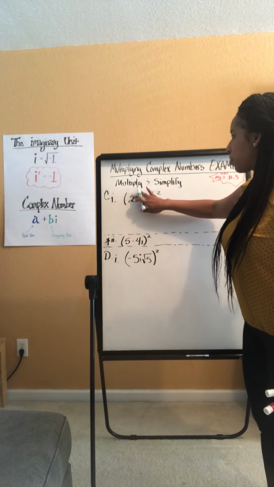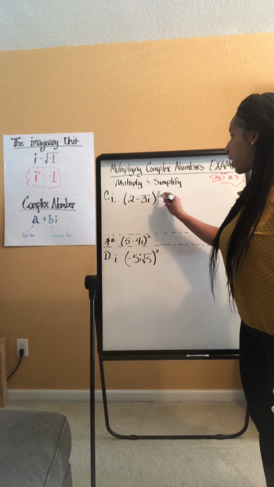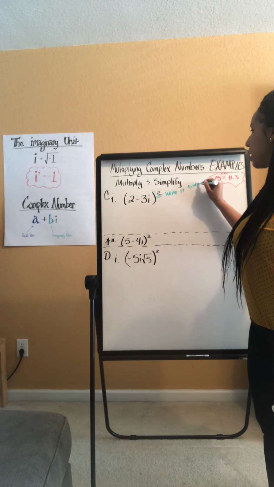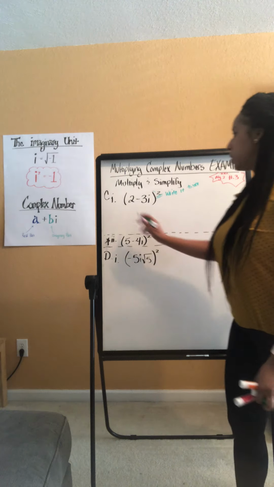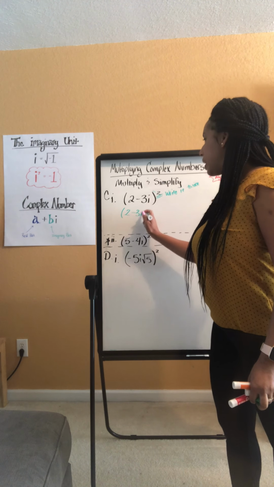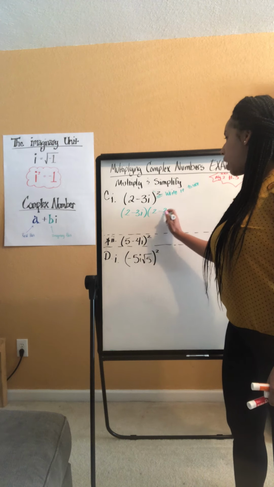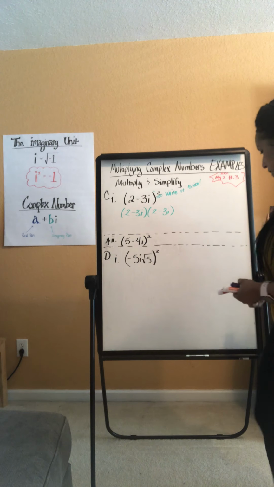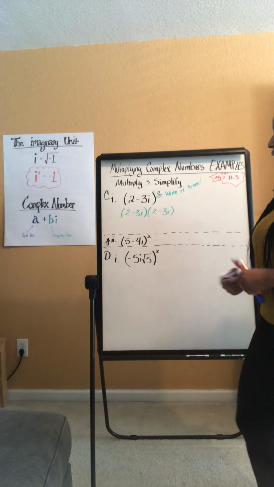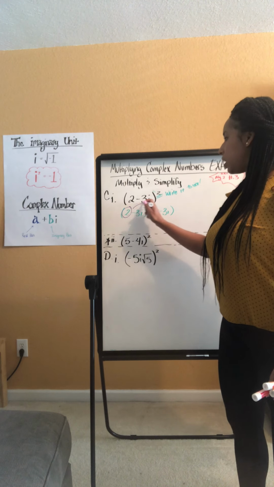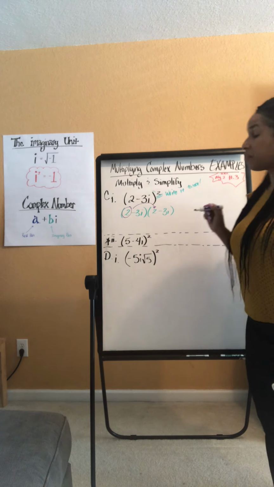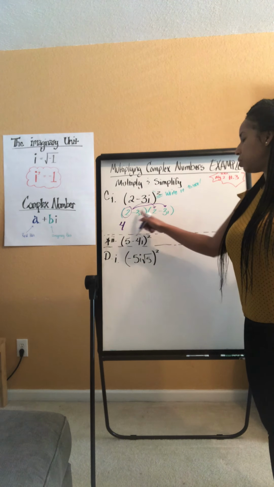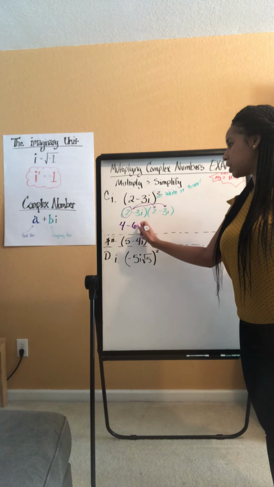So what we want to do, whenever we see that it is squared, I need to write it twice, because squared means that it's multiplied by itself. So this is really a 2 minus 3i times another 2 minus 3i. And I'm going to FOIL, just like I did on the last problems. I will start with my first number and multiply it by the first number in the second set of parentheses. So 2 times 2 is 4.